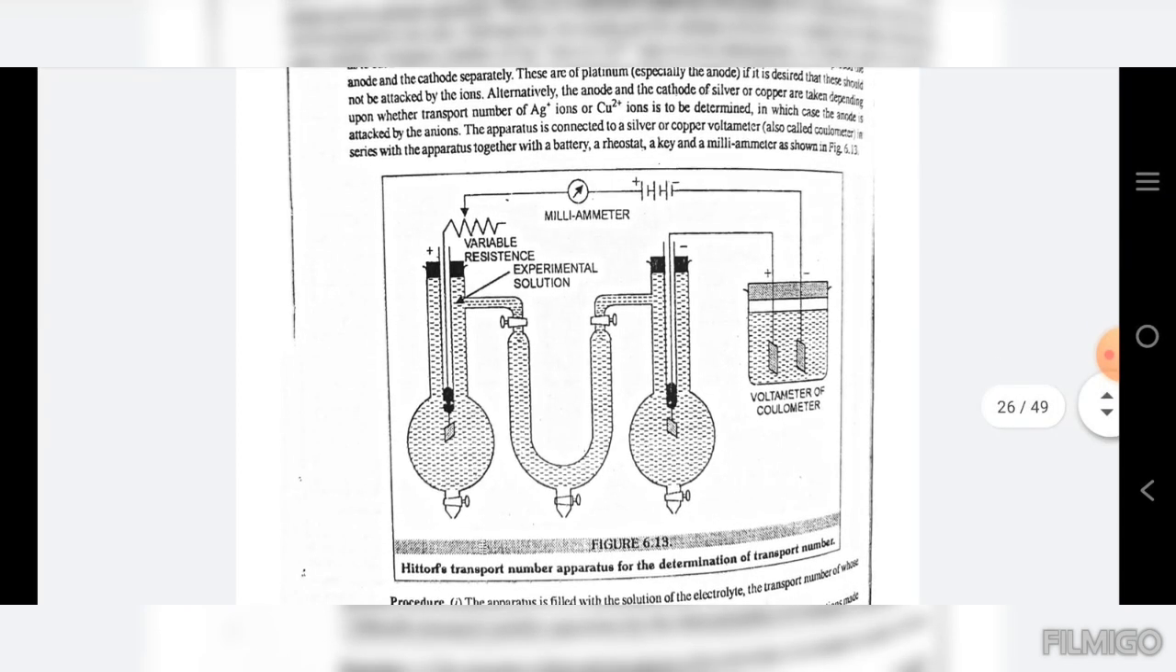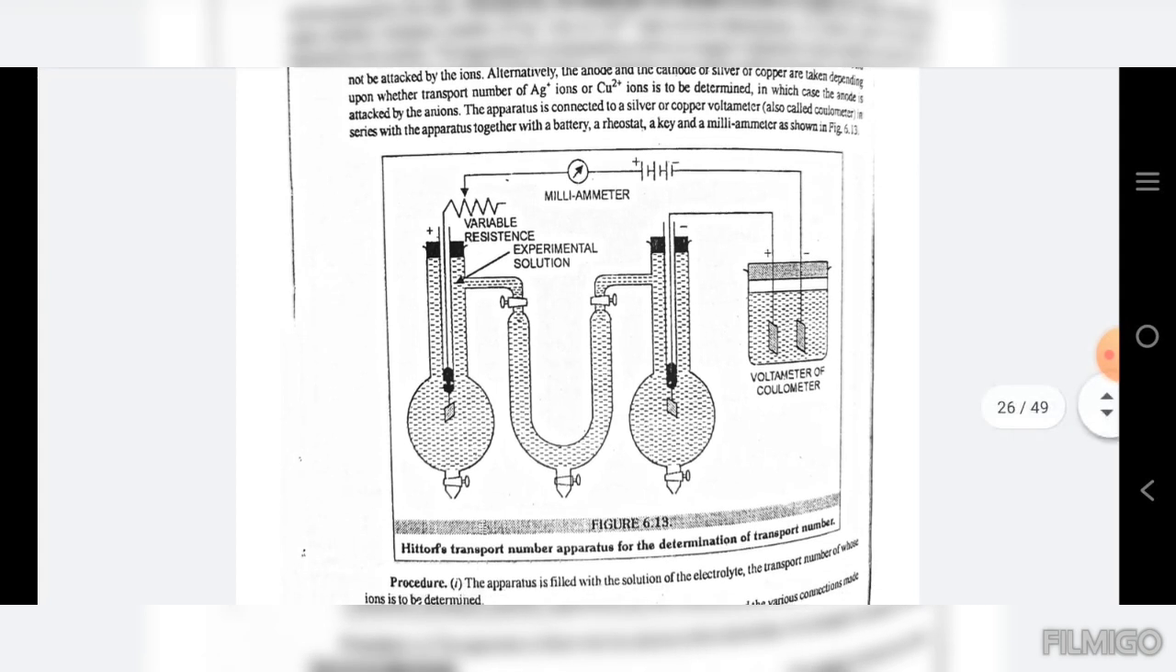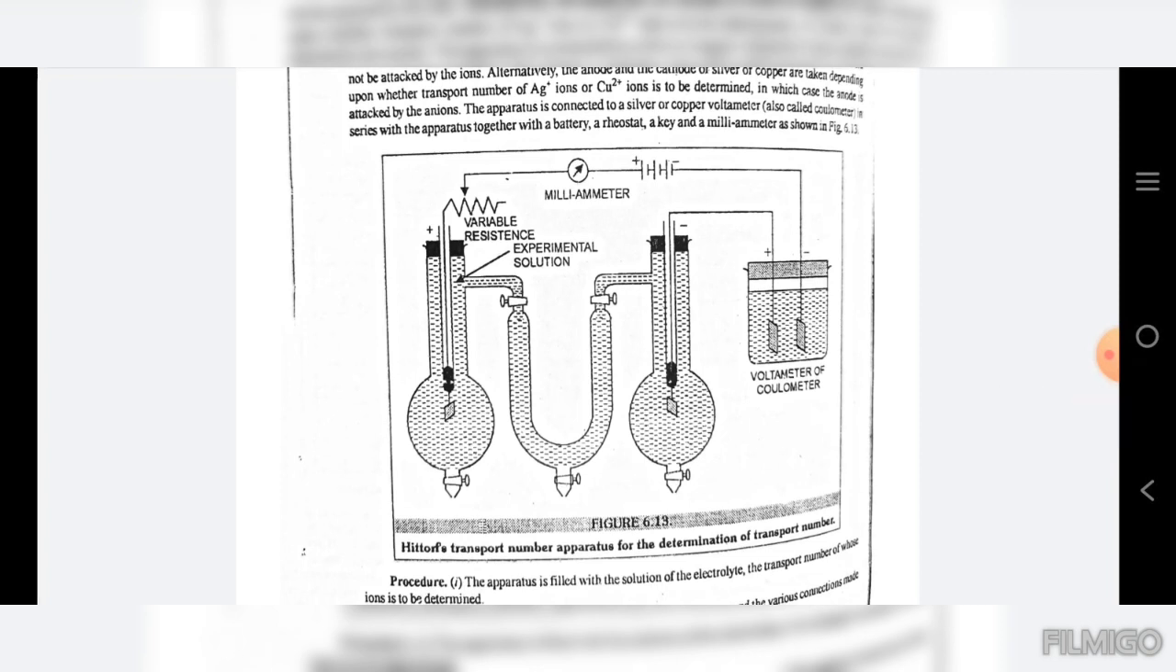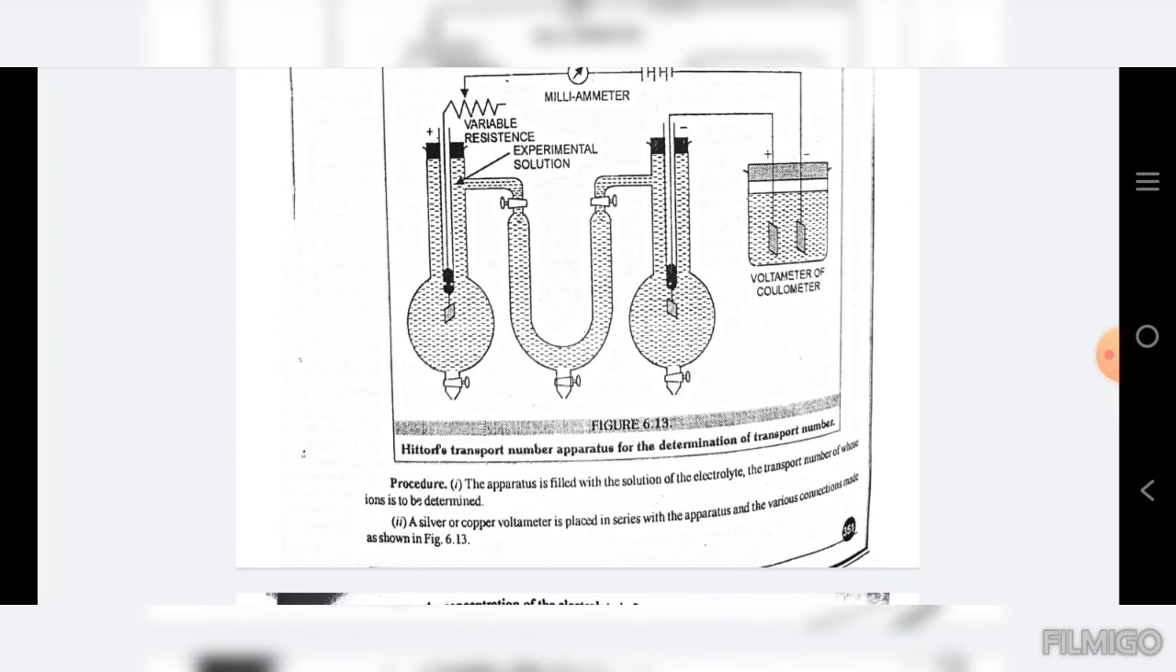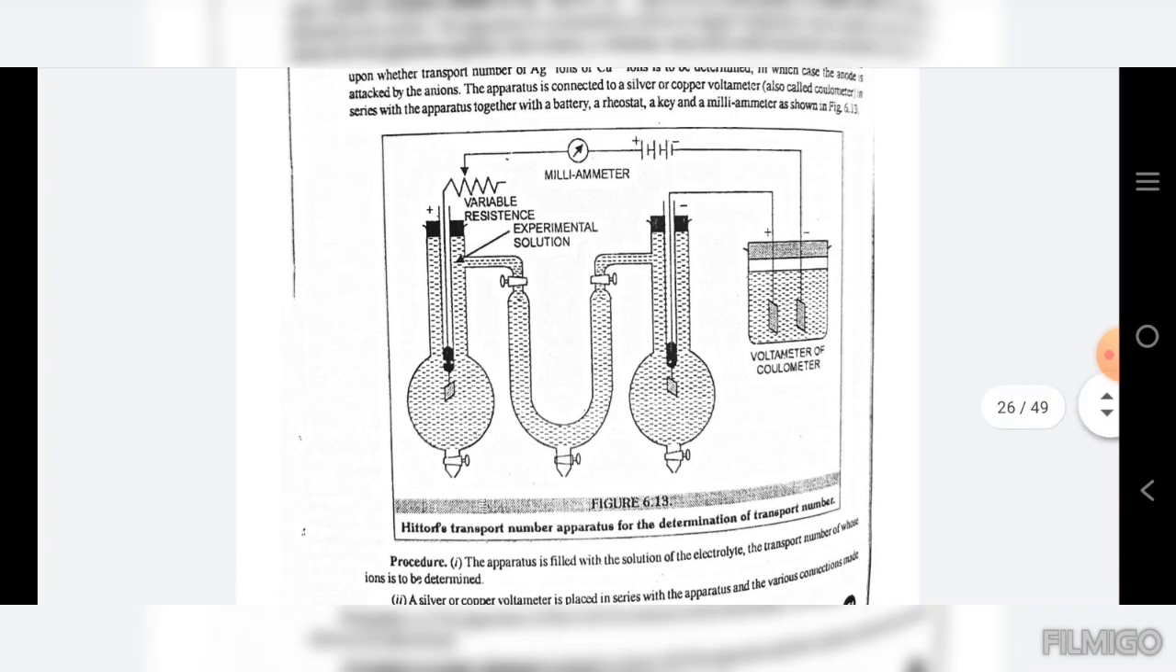Alternatively, the anode and the cathode of silver or copper are taken, depending upon whether the transport number of Ag positive ions or Cu positive ions is to be determined, in which case the anode is attacked by the ions. The apparatus is connected to a silver or copper voltameter, also called coulometer, in series with the apparatus, together with a battery, a rheostat, a key, and a milliammeter, as shown in figure 6.13. Hittorf's transport number apparatus for the determination of transport number. You can see the figure 6.13.